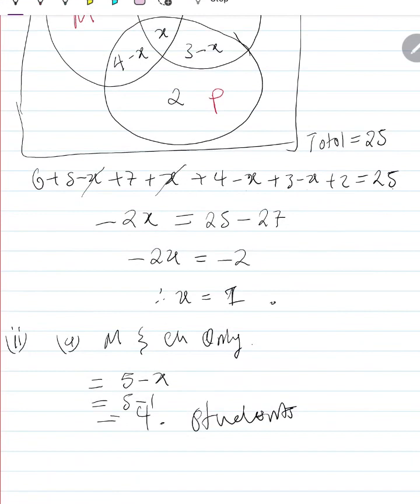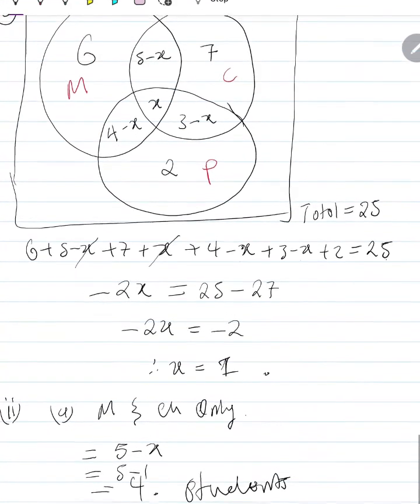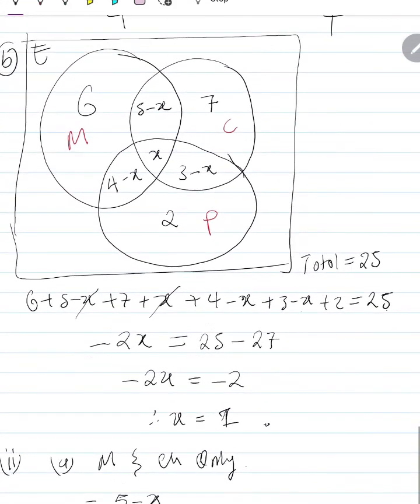Next, you are saying one course only. So B is one course only. Okay, so one course only, it means they only studied one subject. They did not do 2, 3 or whatsoever.